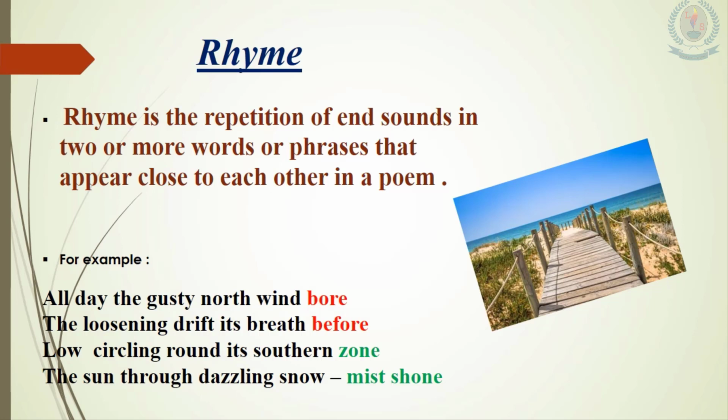Now here, what are the rhyming words you may come across? So here in red color, I highlighted one set. Bore, before. Same pronunciation. Zone, shone. Same pronunciation. So that is what we call a rhyme in a poem.